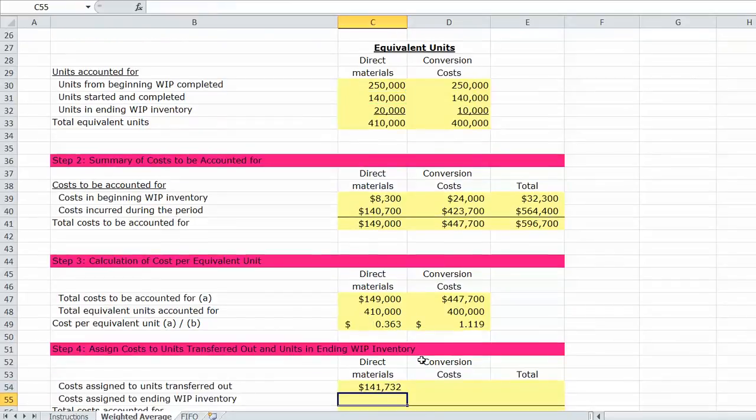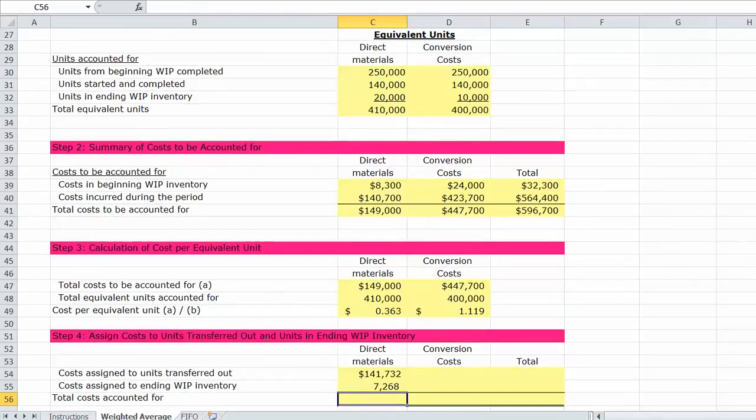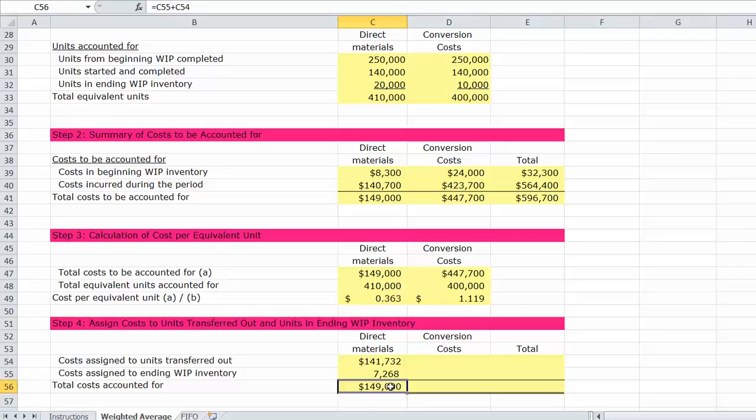Ending work in process, we had 20,000 equivalent units times the same 0.363, and we add the two together to get a total direct material cost of 149,000, which agrees with the cost we had to account for. We can copy that across.